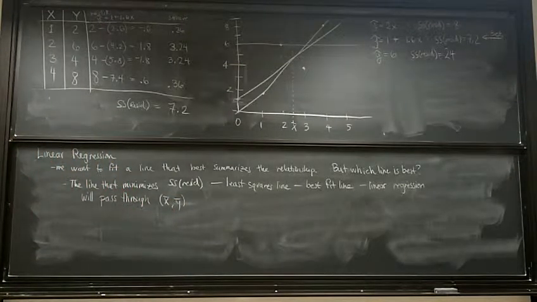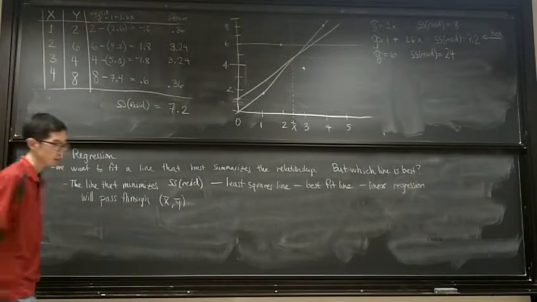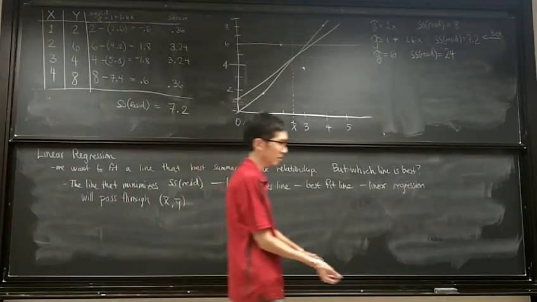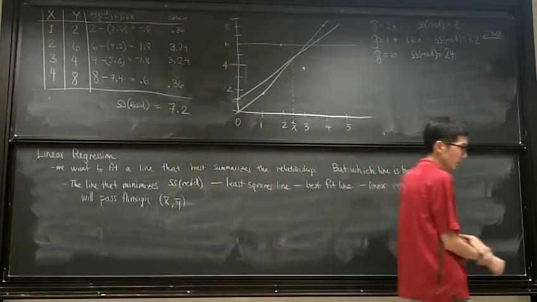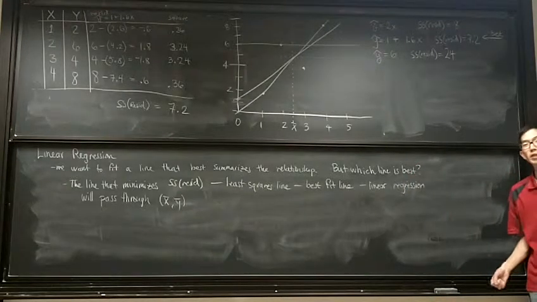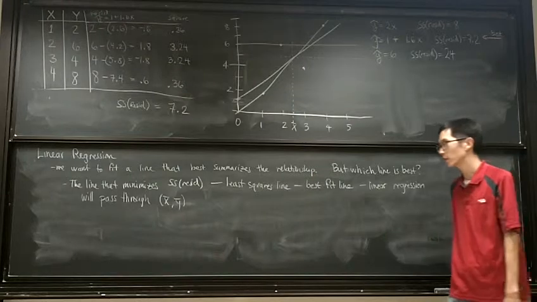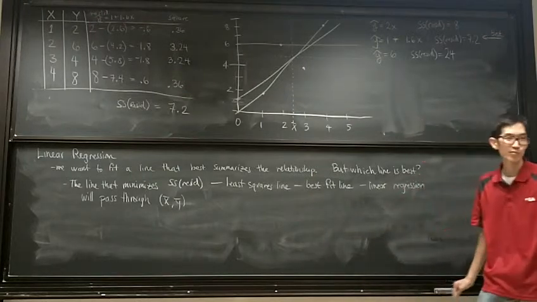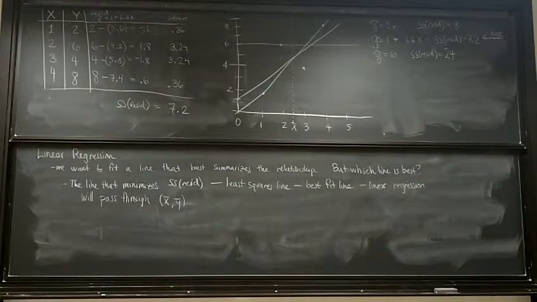So it always goes through the middle of all of your data, or the mean. The mean of x and the mean of y. And that kind of makes intuitive sense, right? If it's going to be the best fitting line, it should predict, when I put in the average x, it should predict the average y.